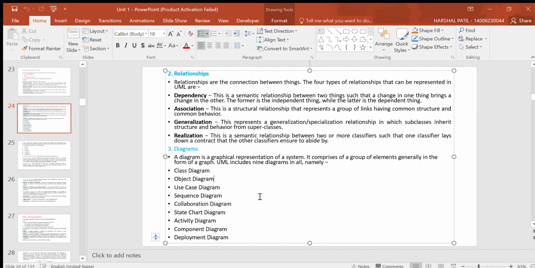डायग्राम काय बघायचे: डायग्राम ग्राफिकल रिप्रेझेंटेशन ऑफ द सिस्टम. It is a composition of a group of elements generally in the form of graphs. UML includes 9 diagrams. ओके UML include 9 डायग्राम आहेत, 9 प्रकारचे डायग्राम आहेत ते बघायचे. पहिली क्लास डायग्राम, दुसरी ऑब्जेक्ट डायग्राम, तिसरी यूज केस डायग्राम, फोर्थ सिक्वेन्स डायग्राम, 5 आहे कोलॅबोरेशन डायग्राम, 6 स्टेट चार्ट डायग्राम, 7 ऍक्टिव्हिटी डायग्राम, 8 कंपोनंट डायग्राम आणि डेव्हलपमेंट डायग्राम इतके बघायचे आपल्याला.